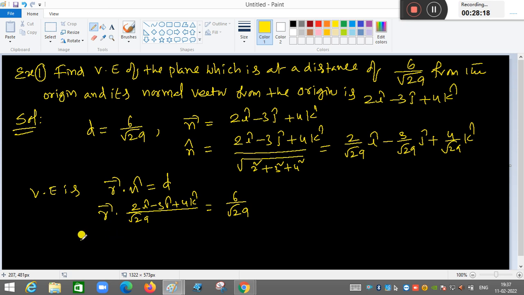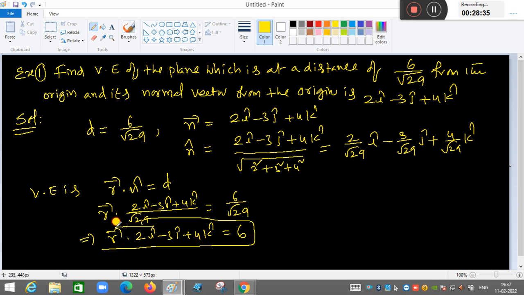So this equation is r bar dot (2i minus 3j plus 4k) by root of 29 equal to 6 by root of 29. The root of 29 we can cancel. So r bar dot (2i minus 3j plus 4k) equal to 6. This is the vector equation.